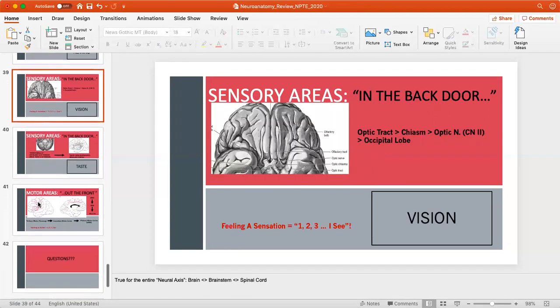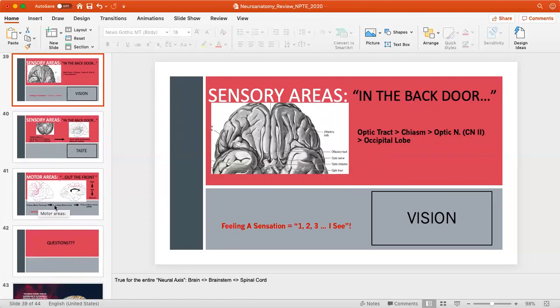For vision, we have our optic tract. And again, this is an exception. So this cranial nerve is not going to travel into the brainstem. This is going to be via cranial nerve 2, optic nerve. So from the optic tract, chiasm, which just means the decussation of right and left optic nerve or optic tracts. And then after the chiasm, you're going to become the optic nerves and travel to the occipital lobe, which is going to be the primary visual cortex.